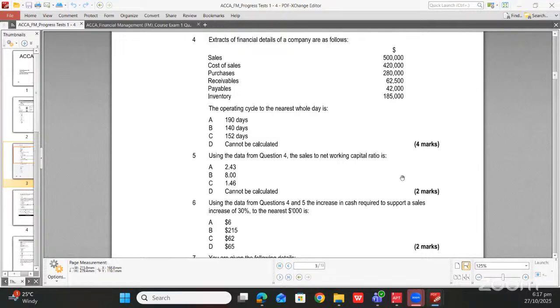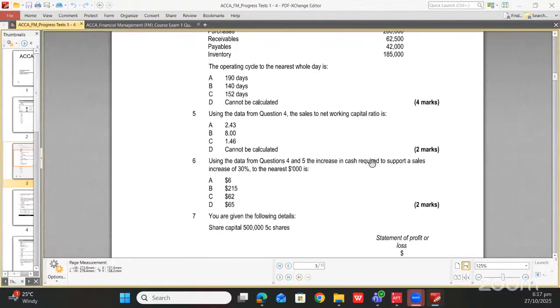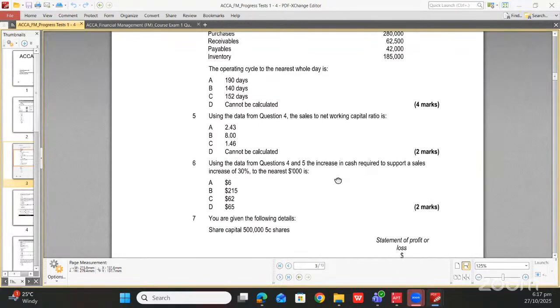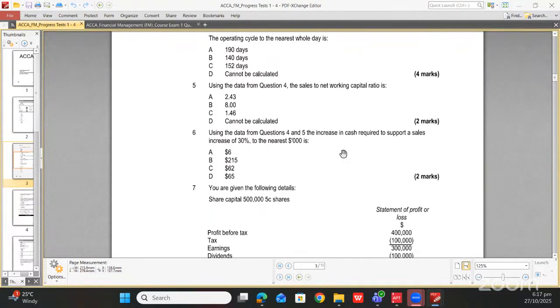So I'm going to flow through progress test 1, but I assume at least the first one would have been done. So we're going to be going through that one quickly. And then I'll probably give you a few minutes while you're doing the other progress test, just to ensure we can cover what we intended to cover for today's session. So question 6. Using the data from question 4 and 5, the increase in cash required to support a sales increase of 30% to the nearest 1,000 is.